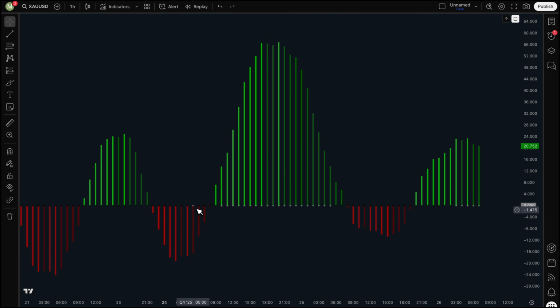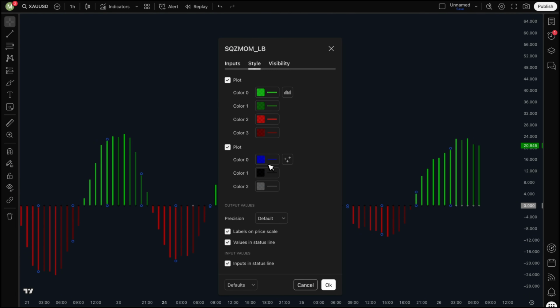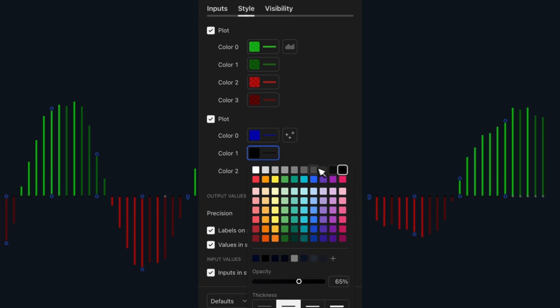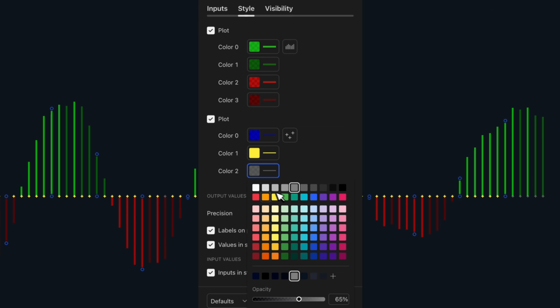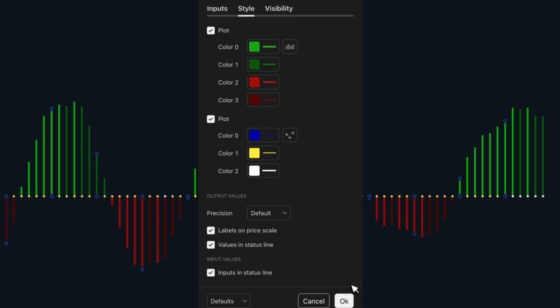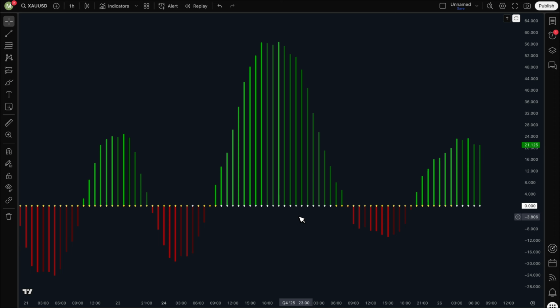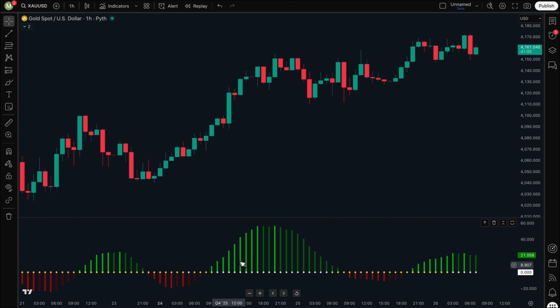Open the settings of the indicator, go to the Style tab, and leave the first plot as it is. Now move to the plot below where you see the dots. Click on Color 1 and change the black color to yellow. Then click on Color 2 and change the gray color to white. Click OK to apply. Now on a dark background, your yellow dots and white dots are clearly visible, and you won't miss any signal.